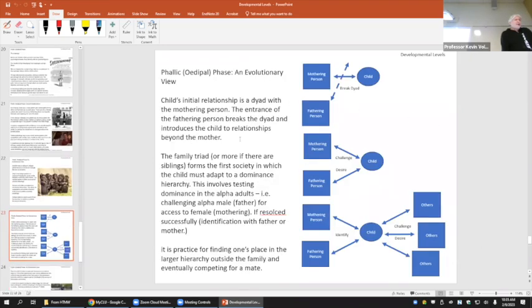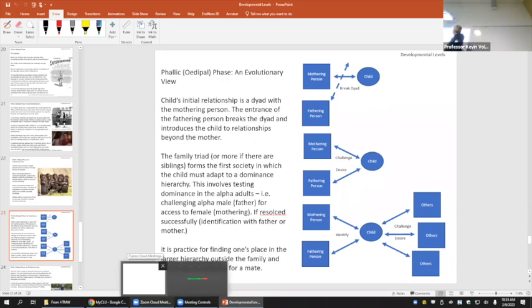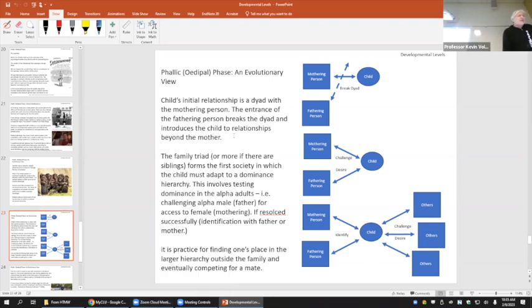Okay, so again, you can look at this diagram here. What's important about this is that we start here with this sort of dyadic phase, right? This is the early developmental levels. And then we move up to this level where there's a mother and a father. This is sort of the Oedipal phase. And then this gets elaborated out to societal things, right? There's lots of other people besides the mother and father, right? And you learn how to deal with them. So again, this is the practice of finding one's place in the larger hierarchy outside of the family. And this, of course, would have to do with competing for a mate, right? At least traditionally, that would be why this system confers fitness, because it helps you compete for a mate.